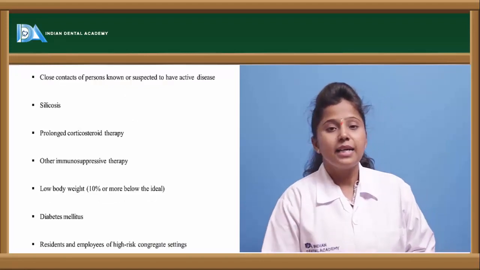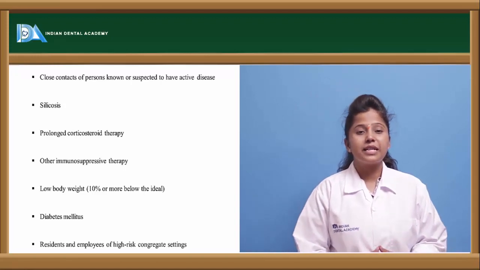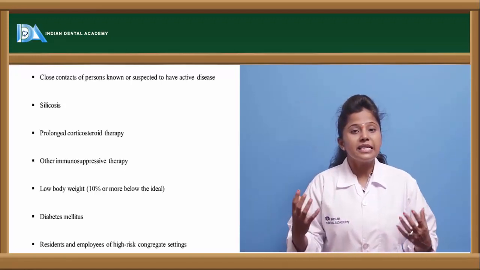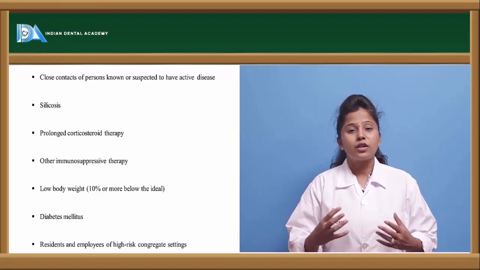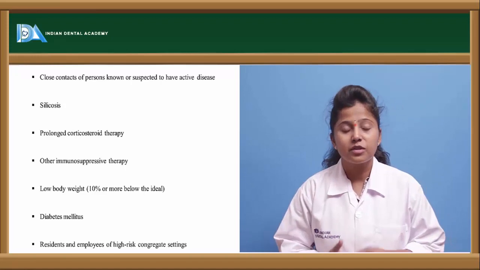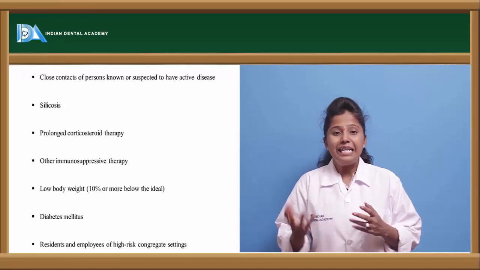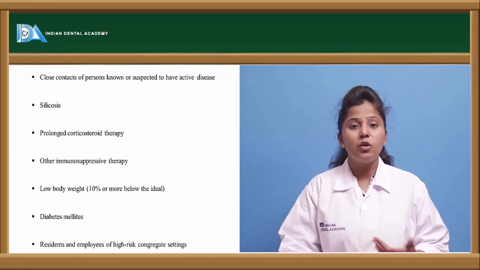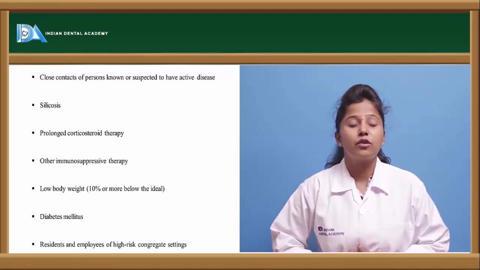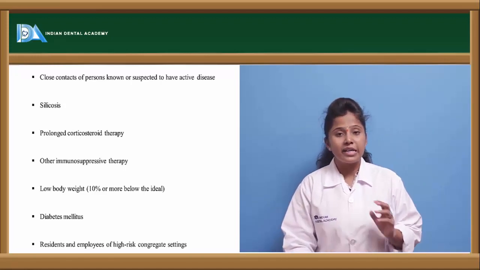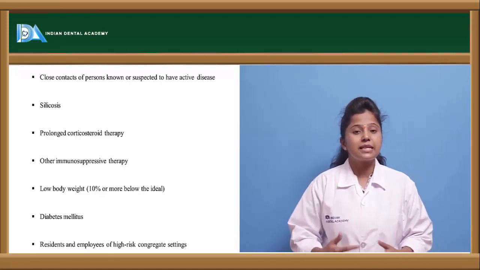Apart from that, there are silicosis conditions. What does silicosis mean? If a person is exposed to air containing silica, silica is an element which, when it enters the body, reacts with hemoglobin as well as oxygen, and forms very toxic compounds. If a person is exposed to air containing silica for a longer period of time, that person is also prone to tuberculosis.